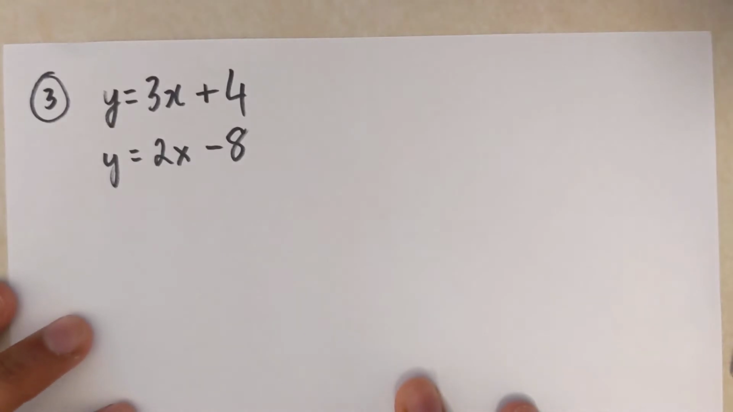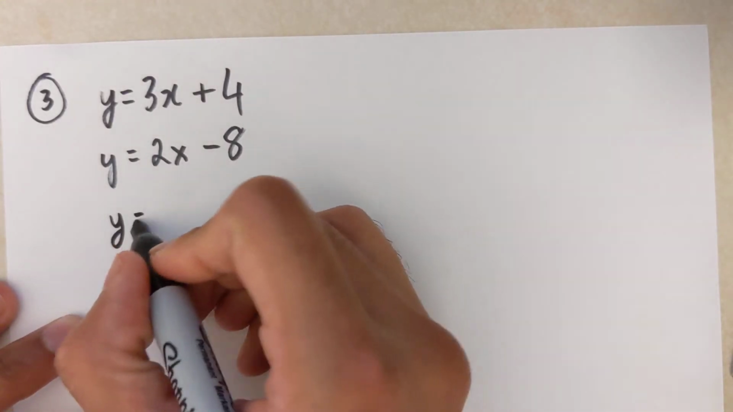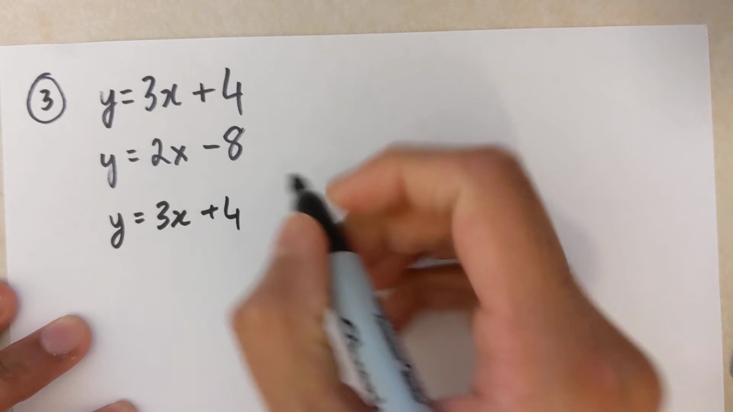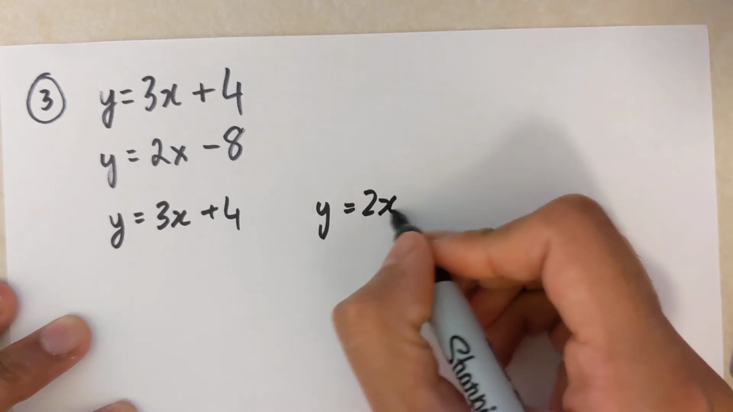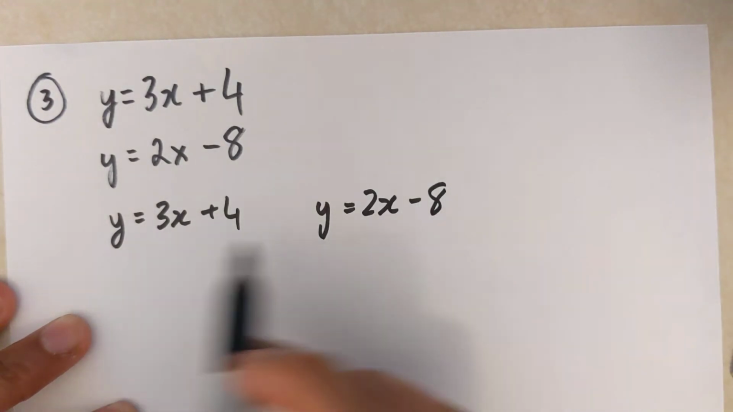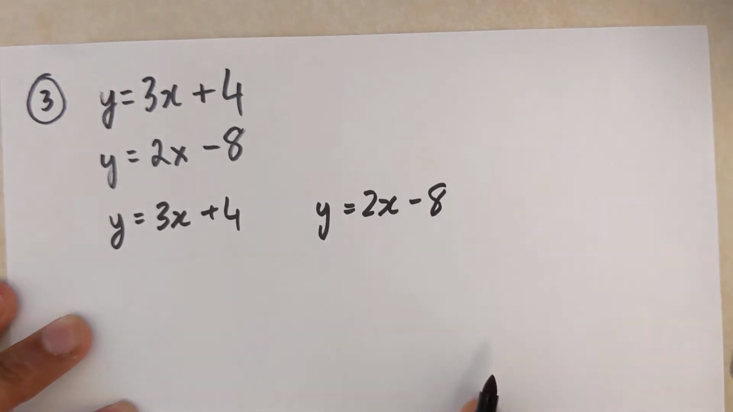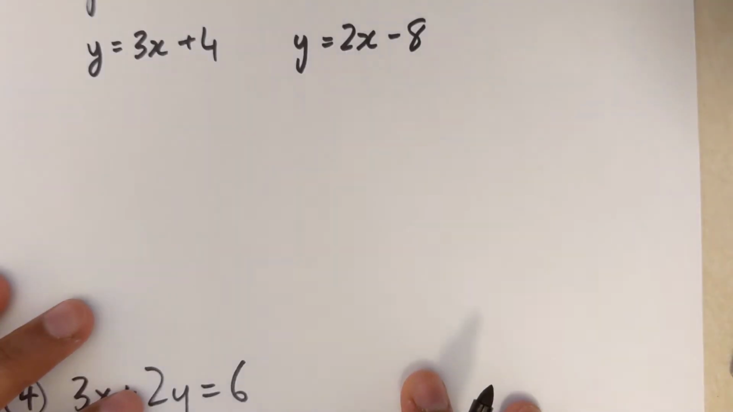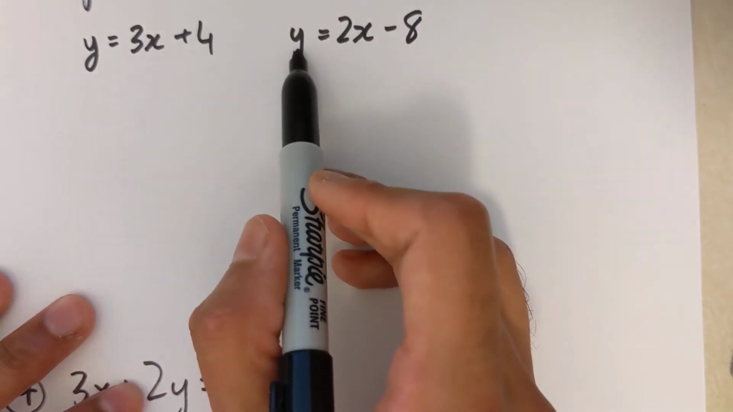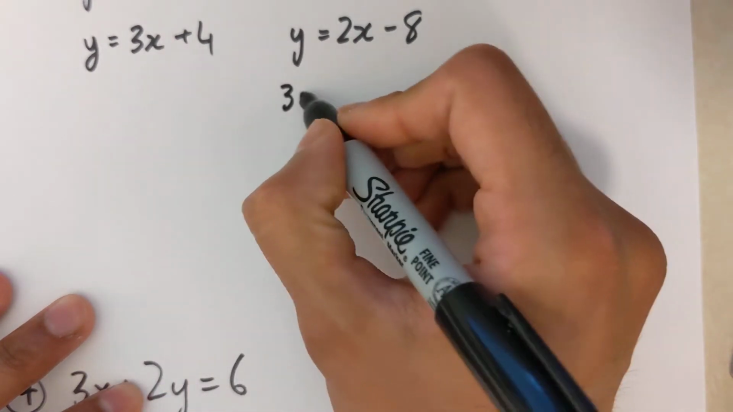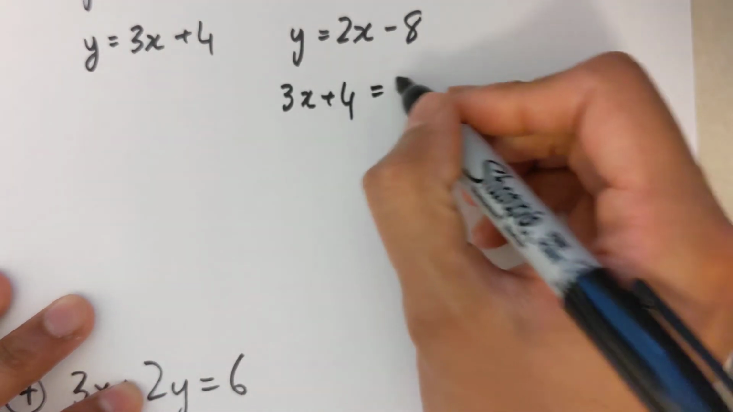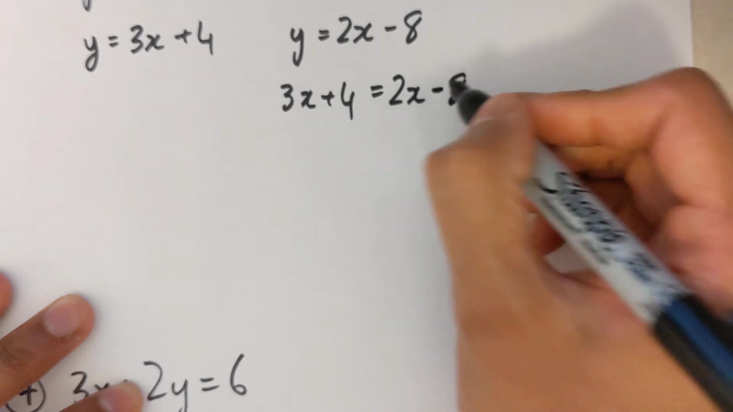I'm going to go to some slightly different questions as well. Some will be easier, some will be more difficult. So let's start with number 3. Let's start by writing my two equations side by side. Now what we notice is y is isolated in both these equations, so you can do whichever substitution you want. I'm just going to replace this y with 3x plus 4. So 3x plus 4 equals 2x minus 8.